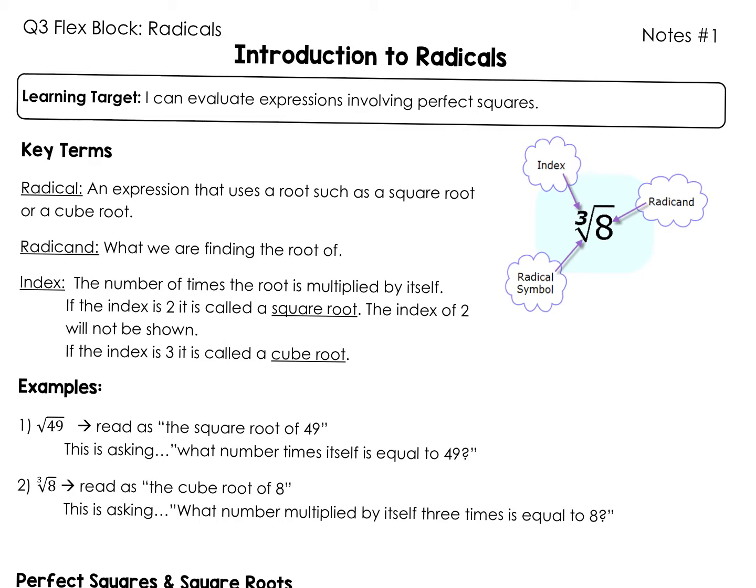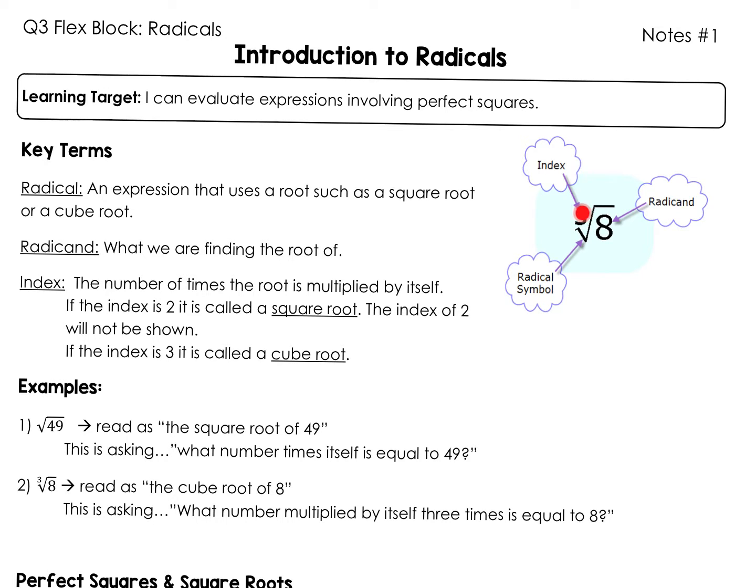Learning target for this first one is I can evaluate expressions involving perfect squares. So there's a lot of just vocab in here. The important parts are that this symbol is called the radical symbol. The index is the small number here. And the big number underneath your radical symbol is called a radicand.